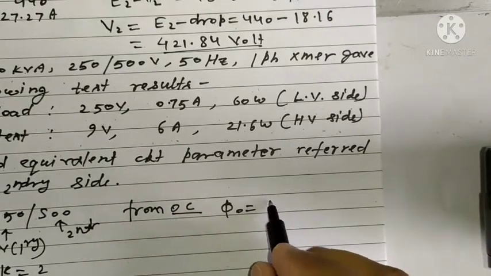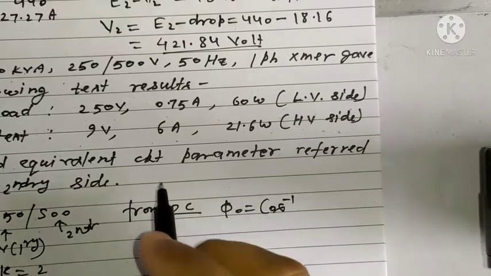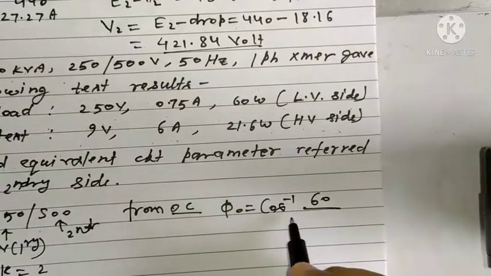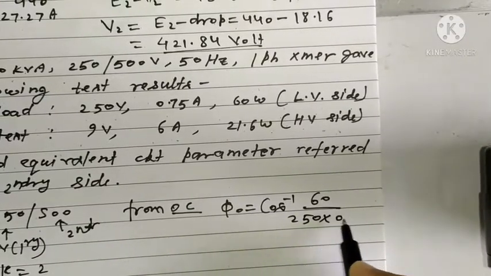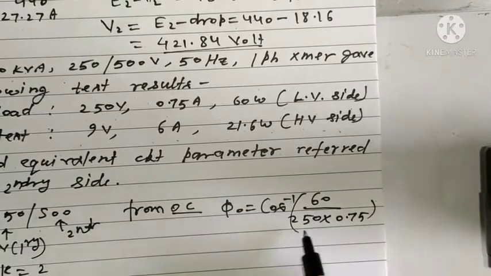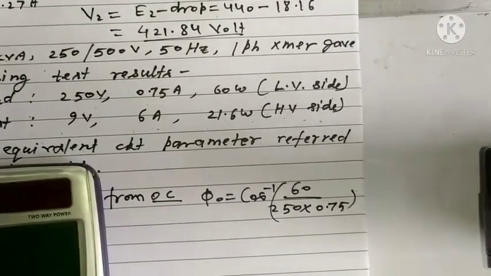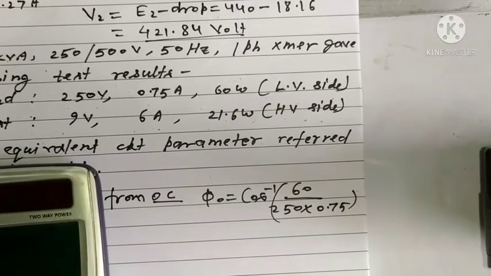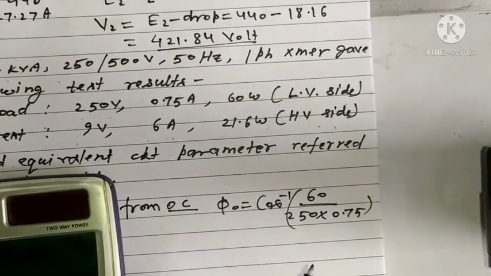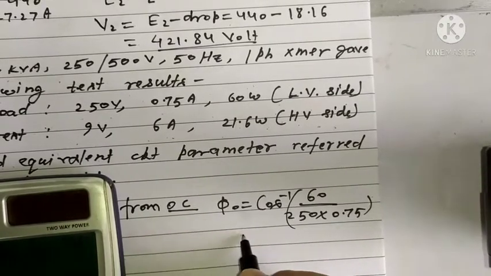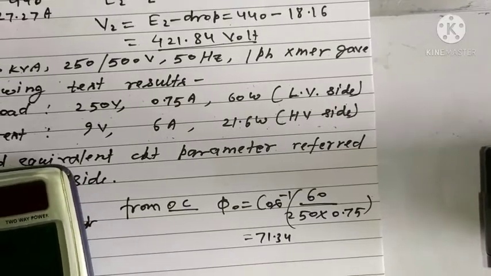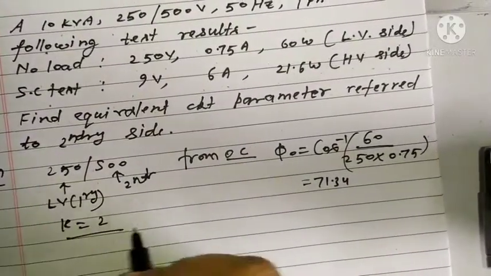Phi naught is cos inverse W naught by V naught I naught. W naught is 60, V naught is 250 into I naught 0.75. So it will be cos inverse 60 by 250 into 0.75, so it comes as 71.34 degrees. Therefore IC and IM can be calculated.